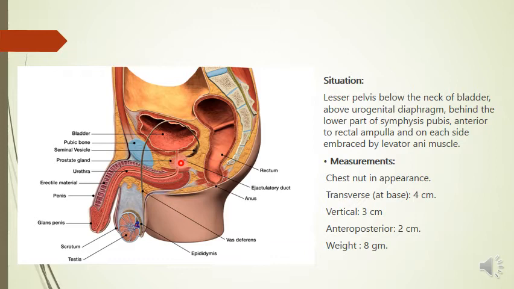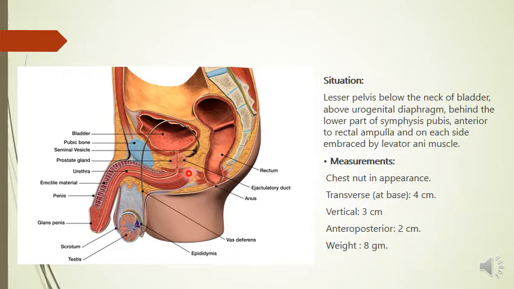So what is this urogenital diaphragm and what are the spaces in this, that we will come to know in the next class of perineum. Now the location of the prostate is in between the neck of the bladder and the urogenital diaphragm, behind the lower part of the symphysis pubis. So here the symphysis pubis is there, right? Pubic bone here.